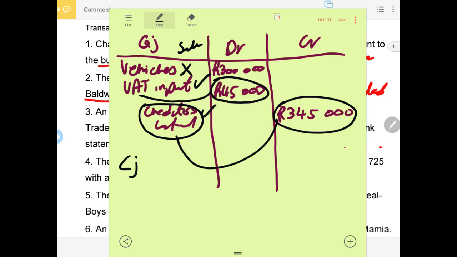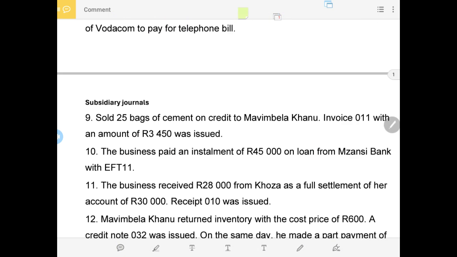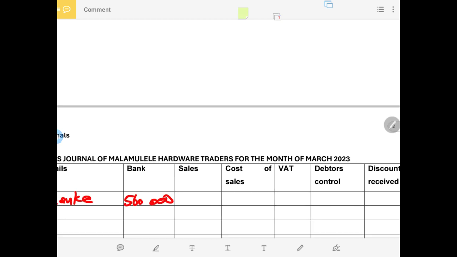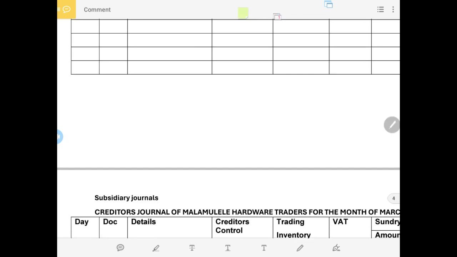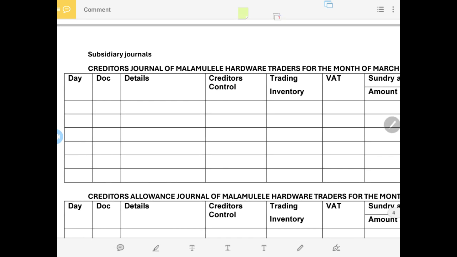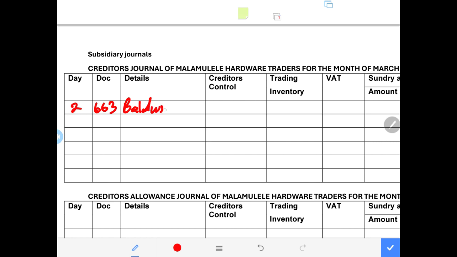That is how you decide which one will be recorded under which column. I know it might be a long way, but I hope it explains a lot about the other columns and the understanding of this. This is transaction number 2 that we are dealing with, day 2. The document was 663, if I still remember well. Details: it is Baldwin Motors.